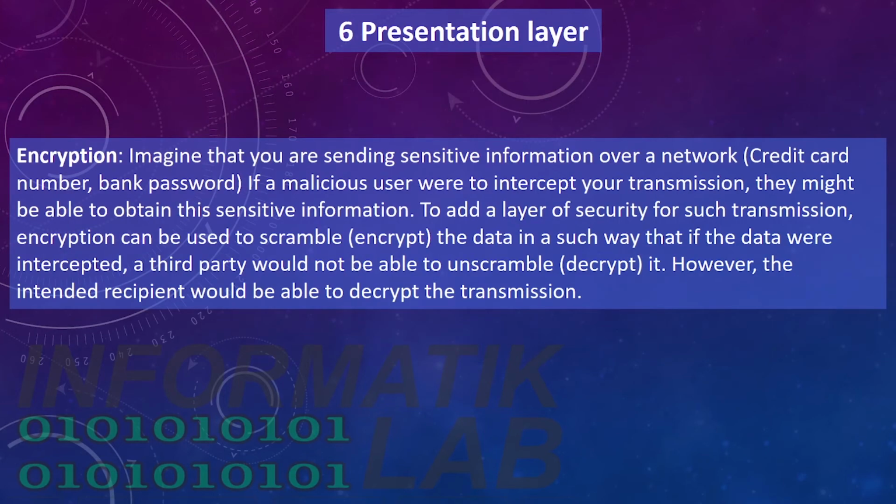All right, now encryption. Imagine that you are sending sensitive information over a network, such as a credit card number or bank password. If a malicious user were to intercept your transmission, they might be able to obtain this sensitive information. To add a layer of security for such transmission, encryption can be used to scramble, or encrypt, the data in such a way that if the data were intercepted, a third party would not be able to unscramble or decrypt it. However, the intended recipient would be able to decrypt the transmission.